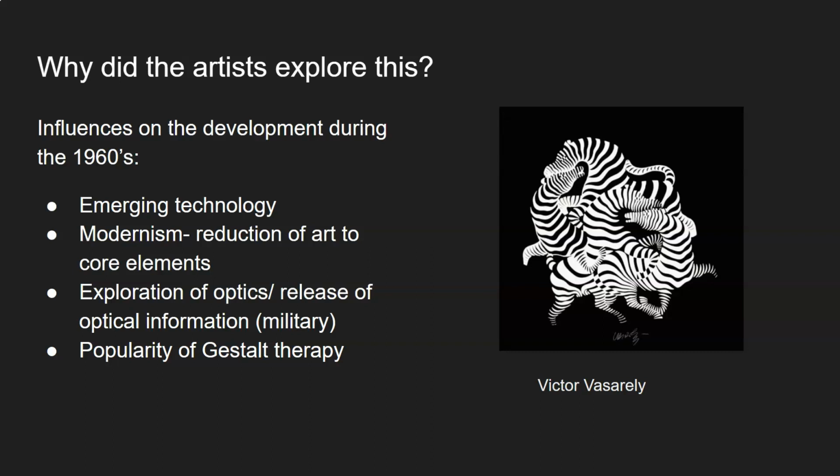There was a lot of exploration of optics and release of optical information from the military, and that came out of World War II. There is a whole division in the military that is dedicated to optical illusions. And in World War II, they learned how, through the use of optical illusions, to make people think that there were huge armies, that there were warships on the horizon, or to make those disappear. They figured out how to make something as big as an aircraft carrier visually disappear. That's pretty cool.